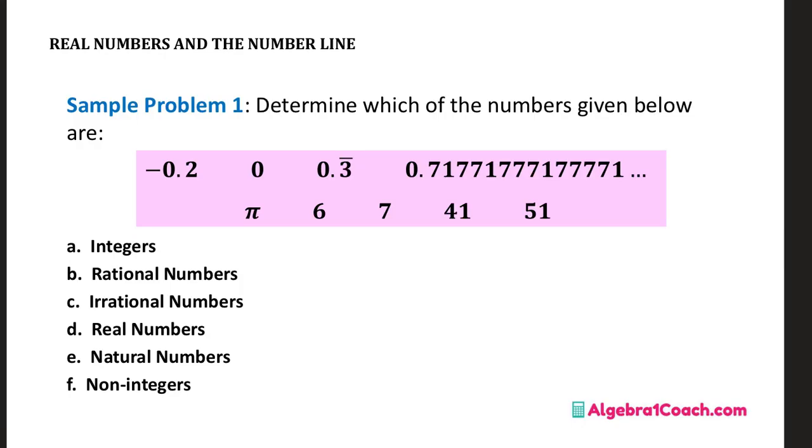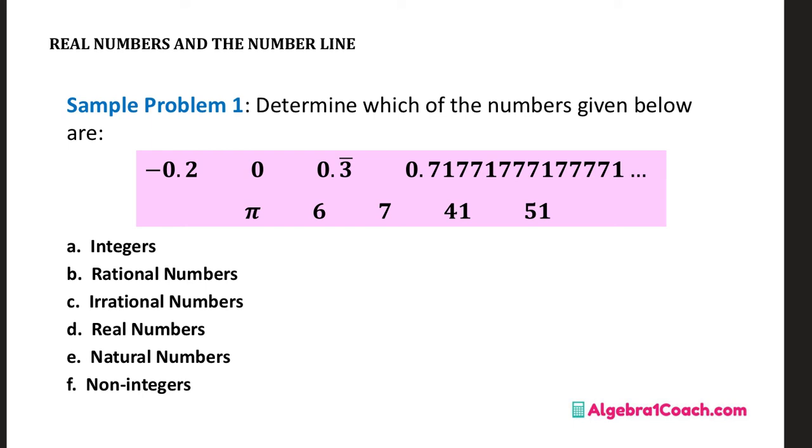So let's practice here. Real numbers and the number lines. Sample problem 1: determine which of the numbers given below are integers, rational numbers, irrational numbers, real numbers, natural numbers, and non-integers. Now, some of these numbers will belong to more than one of these sets. So go ahead and pause it, take a look at it, try to see if you can recall which category they'll fall under. So let's start with integers.